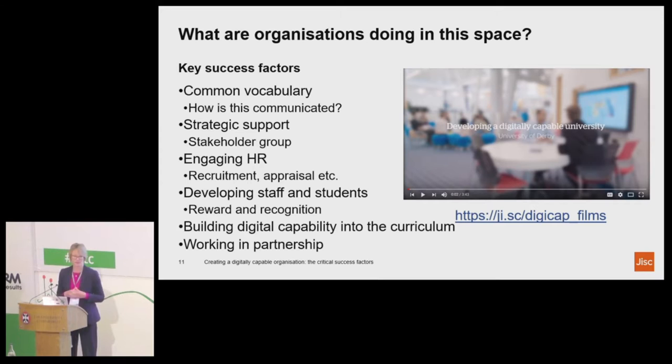Has HR been engaged? You know, have conversations happened with HR around the various functions that they're responsible for, about embedding digital capability discussions within those processes? Are the benefits clear to staff and students? Do they understand why this is important, what it means for them, and why they need to engage with the agenda? Is there a culture of encouraging, recognising, and rewarding innovation? Because innovation with digital is just part of that wider agenda.